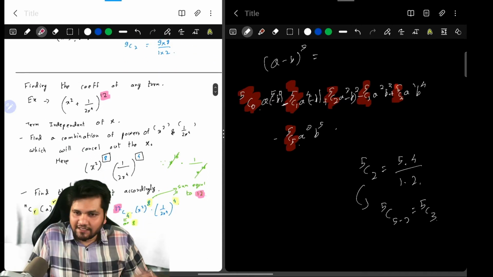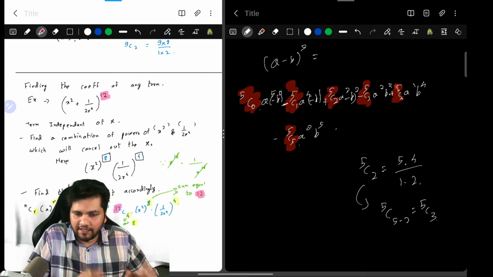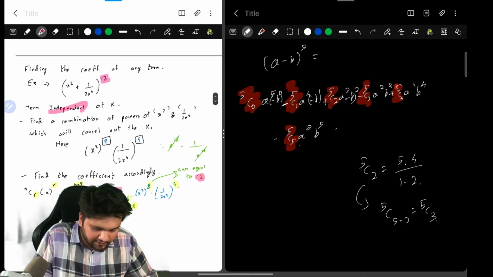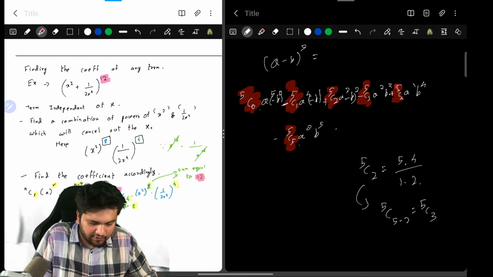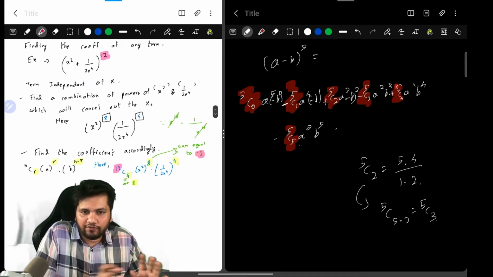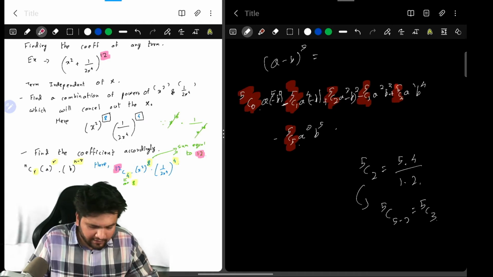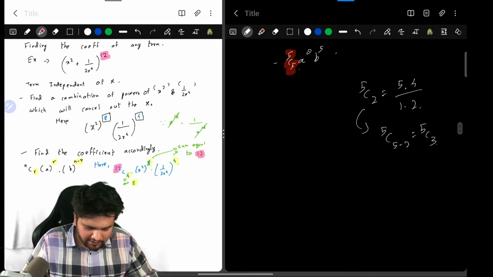Okay, now the next part is finding the coefficient of any term. This is very important because they ask you term independent of x, then find a combination of power. So term independent of x, generally they ask you most of the time. Otherwise they ask you coefficient of x square, x cube, or whatever. We will see in the problem, don't worry. But for that you just need to remember certain things.